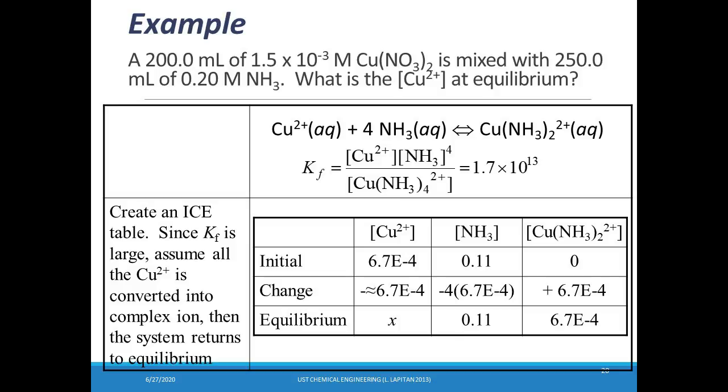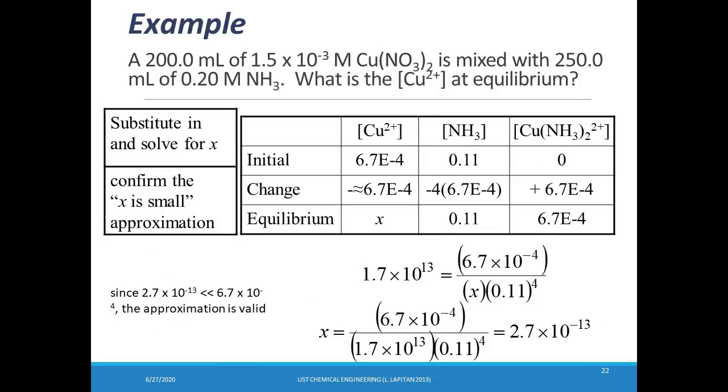Now, take note that even though we have a large value of Kf, we must expect that there is still a very small concentration of copper ion that is not complexed by ammonia, or free copper ions. For ammonia, at equilibrium, the concentration is 0.11 because this is the excess reactant, and the complex ion will have an equilibrium concentration of 6.7 times 10 raised to negative 4.